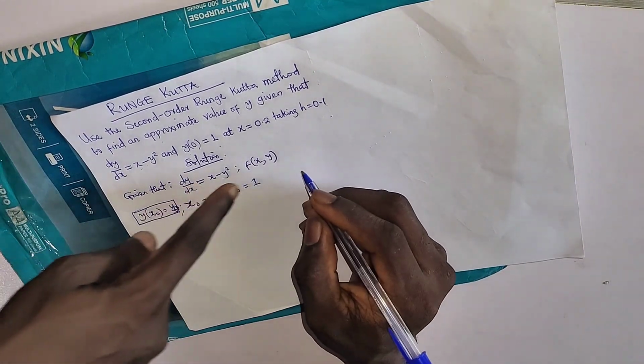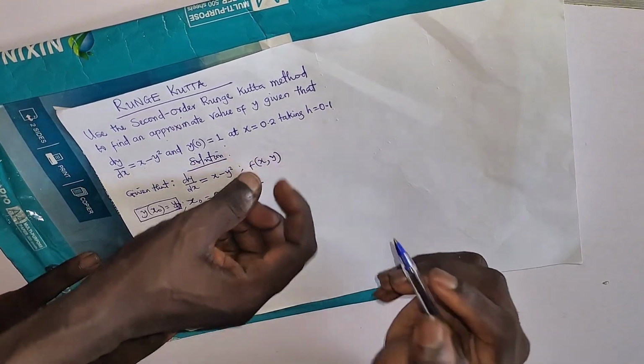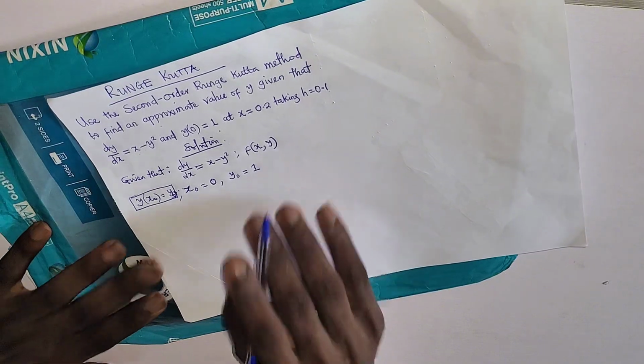So you are trying to tell us here that our dy/dx, which is x minus y squared, is just a function of x and y. Yes, it's a function of x and y. That's why you wrote this one. Yes, that's why I wrote it there.